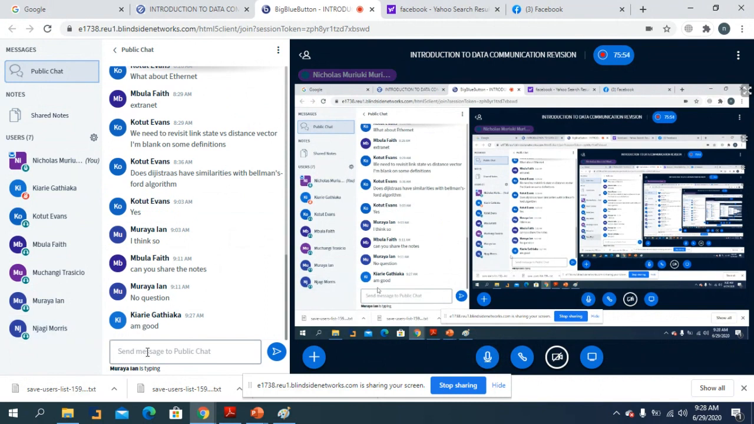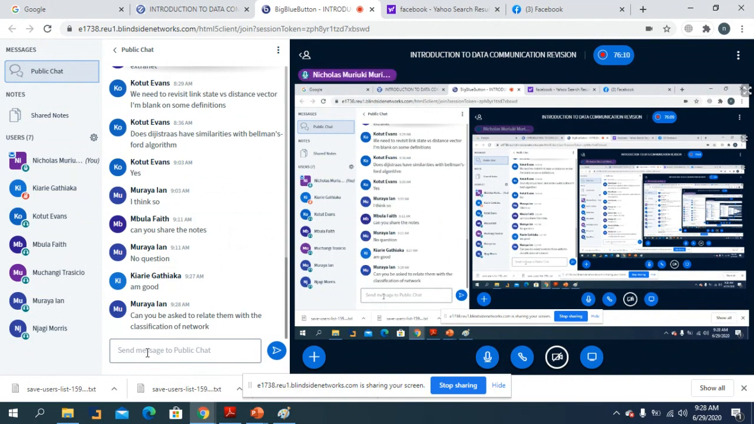So sometimes you can be given 6 marks and you are told, can you implement the star topology? So I think that is okay. Evans, Faith, Mushangi, Morris. Yes, you can be told to classify them or to relate them with classification of networks. Sometimes this is a direct question.